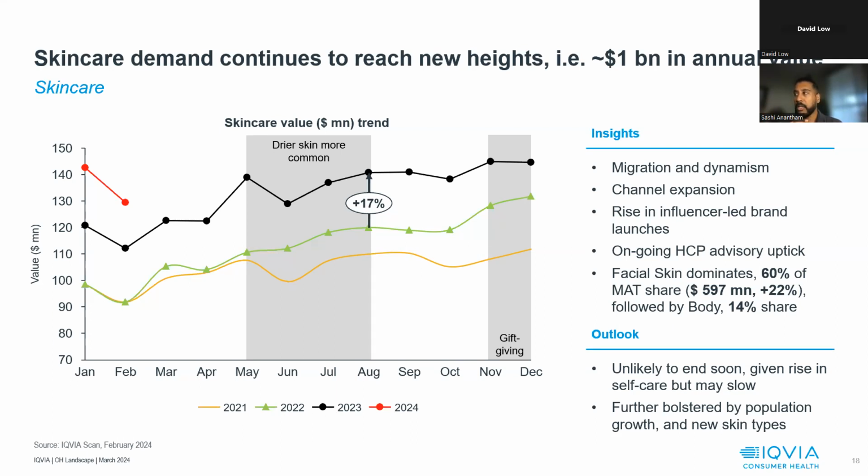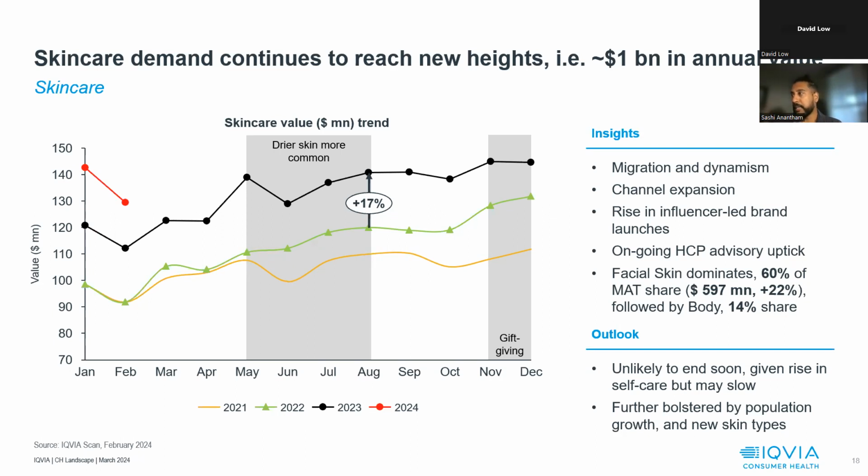Part of this is migration, of course, and you're going to see new skin types here, new consumer types. Part of this is channel expansion. Some of the brands have gone into grocery as well. We're also seeing a rise in influencer-led brand launches. So a lot of individuals who pretty much founded the skincare business overnight from things that they know that consumers may want, put that onto TikTok.